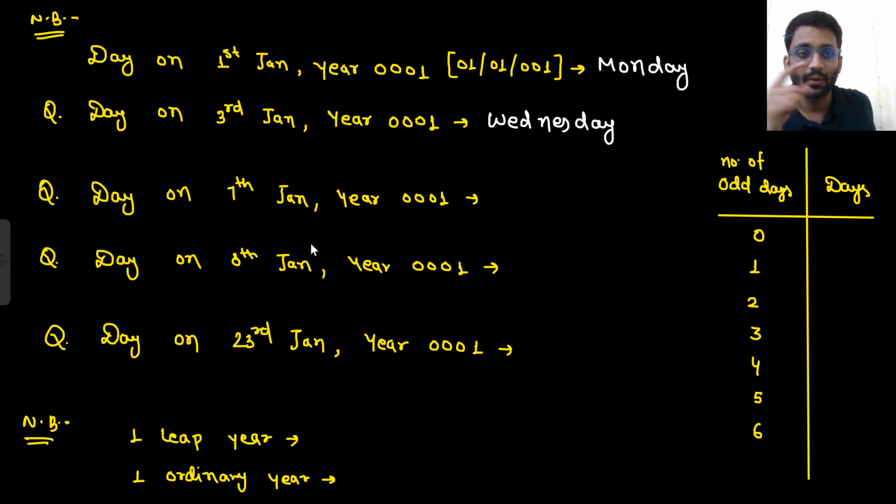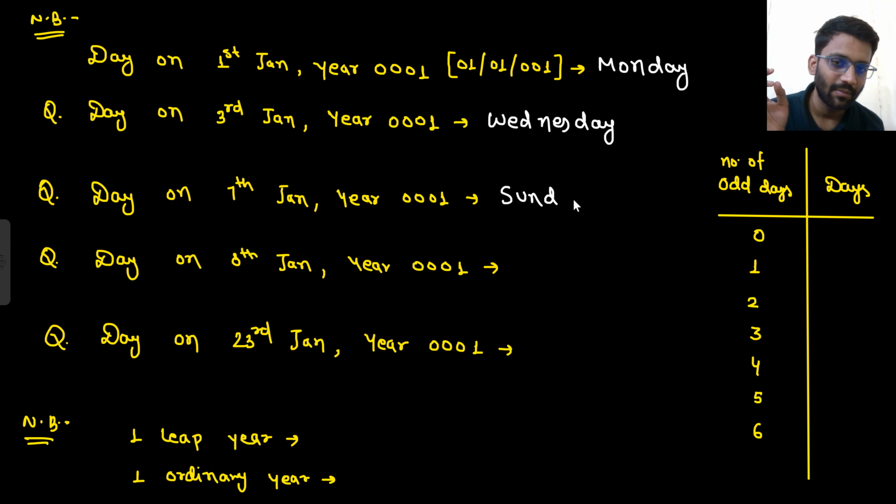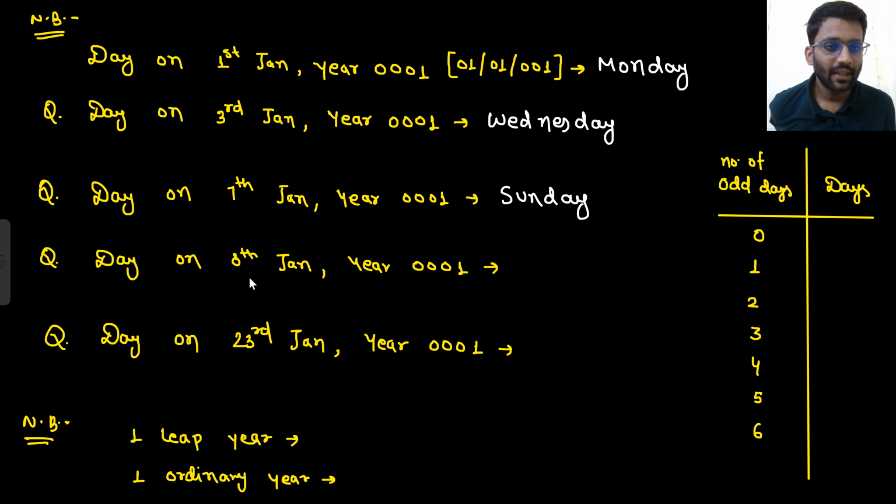What will be the day on the 7th Jan? Monday, look. 1st, 2nd, 3rd, 4th, 5th, 6th, 7th. Monday, Tuesday, Wednesday, Thursday, Friday, Saturday, Sunday. 7th day would have been Sunday. We started with Monday. On 8th Jan, what would be the day? 7 days equals 1 week.